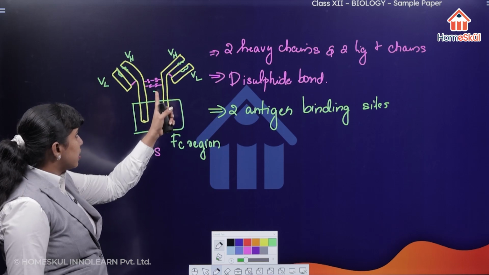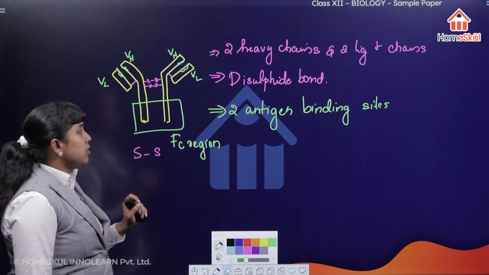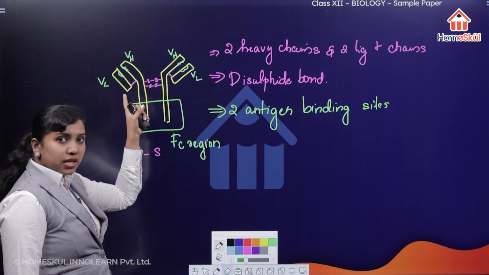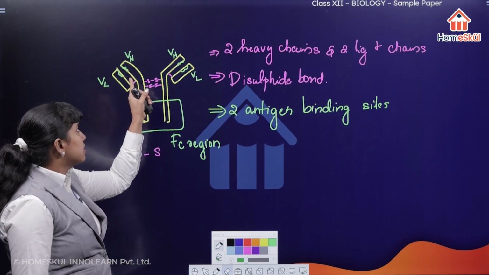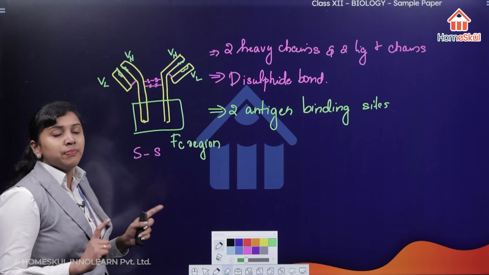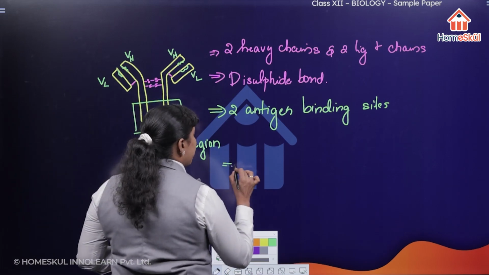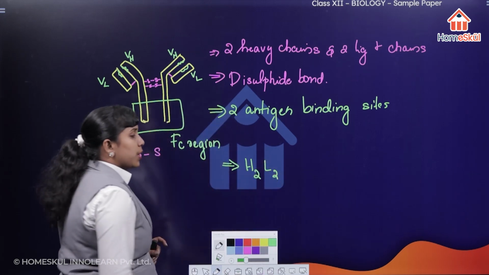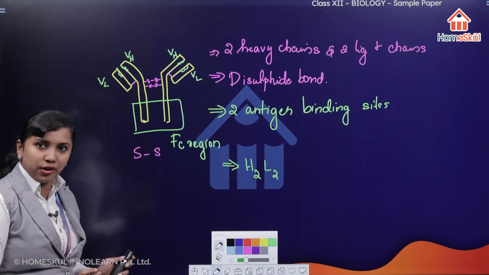And here this is the hinge region, and see here at the tip, on the lower end you can see an Fc region, and the upper end has a variable region where the light chains have the VL region and the heavy chains have the VH region. These are the variable regions. Okay, and we can represent an antibody like this, H2L2, because it has two heavy chains and two light chains. Okay, that was the first part of the question.